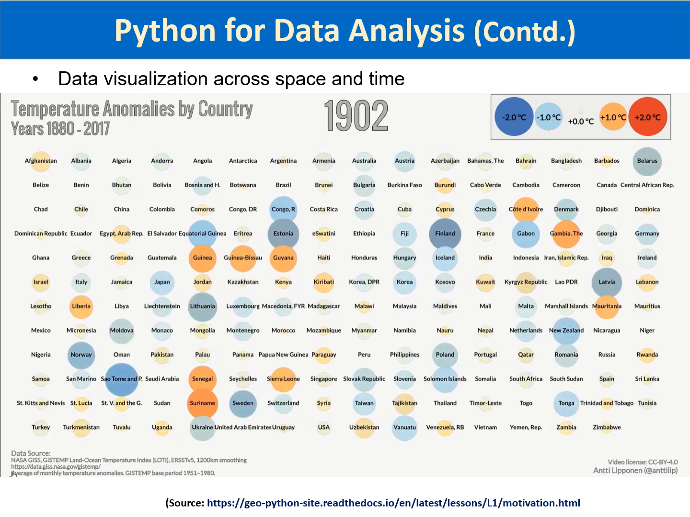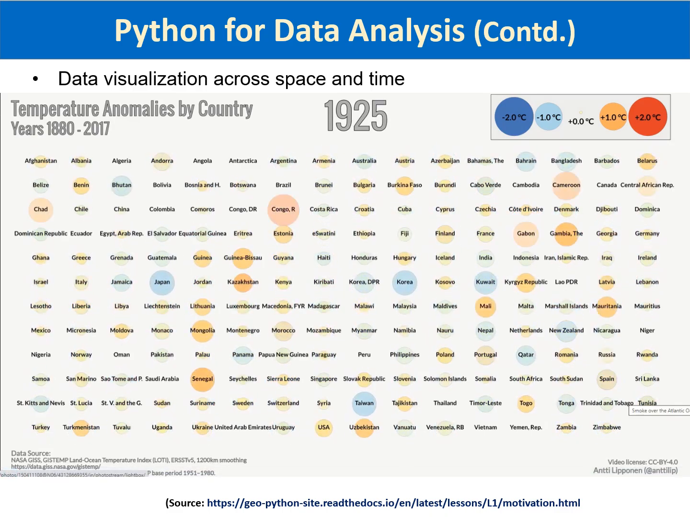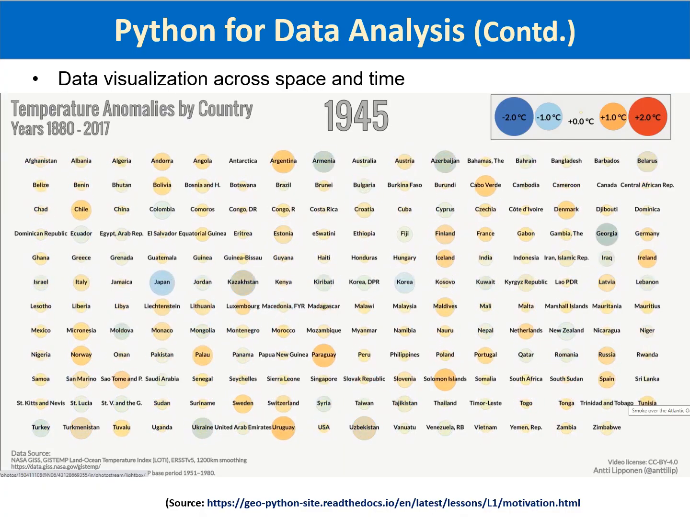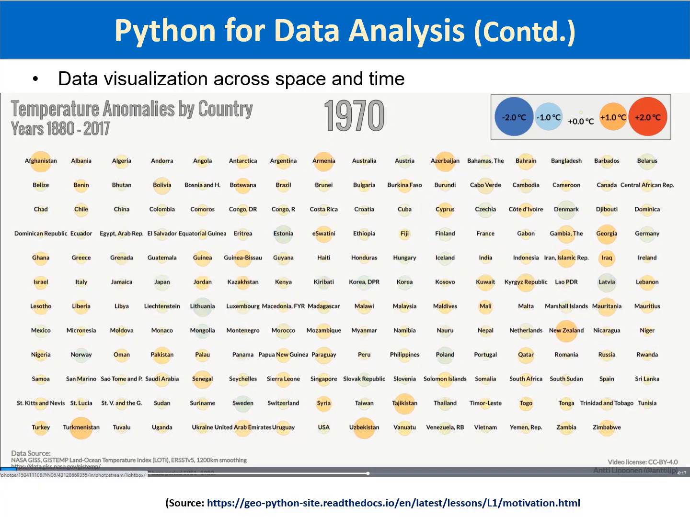Someone has utilized the same data and presented temperature anomalies country-wise between years 1880 to 2017. Thereby, one can visualize the data across space and time. This animation was done using Python.